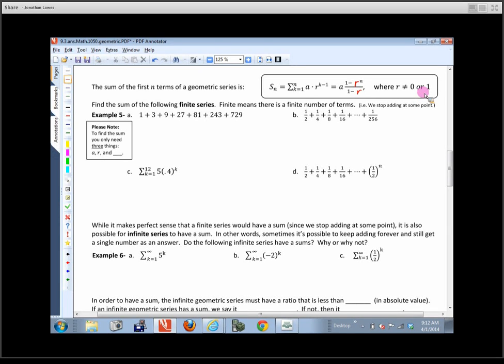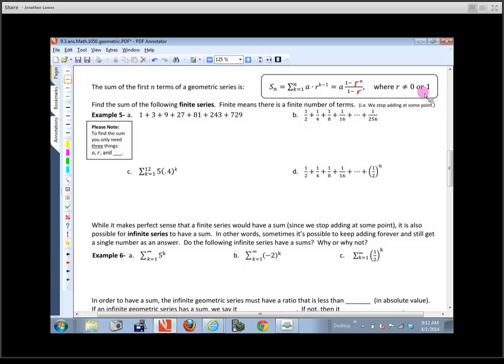Actually, they say that, but I guess it works if it were 0. That would be a pretty boring geometric series. The first term would be whatever the first term is, and if the common ratio is 0, what's the next term? If the common ratio is 0, that means you're multiplying by 0 every time. So the first term would be whatever it is, and then the rest of them would be 0.